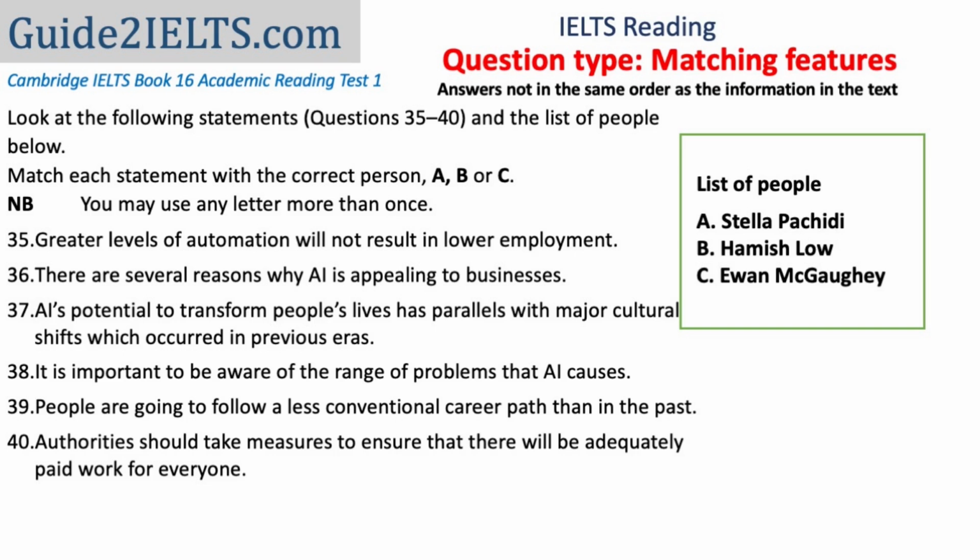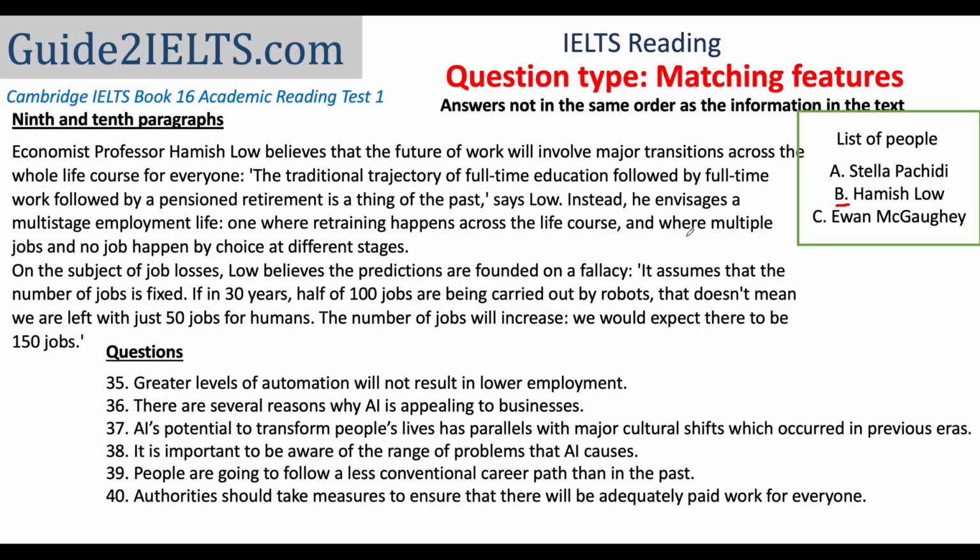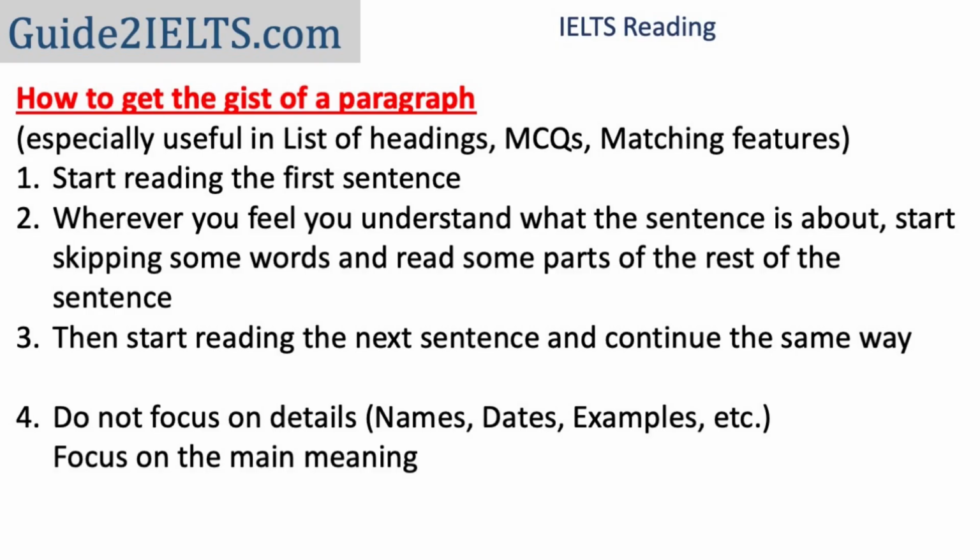After doing this, I skim through all the statements. Some words that I noticed while doing this are underlined on your screen. Having done this, I'll start with Hamish Lowell because there are just 2 paragraphs where this person is talked about. Because I have no idea of the location of the answers in these paragraphs, the technique I follow for reading is ideal for getting the gist of what is being said. I start reading the first sentence. I avoid focusing on names, examples, etc. Wherever I feel I understand what the sentence is talking about, I start skipping information. And then wherever the next sentence starts, I do the same thing. This way, I get some idea of what is being said in each sentence. And if I feel it is in any way connected to any of the statements, I read that sentence carefully.